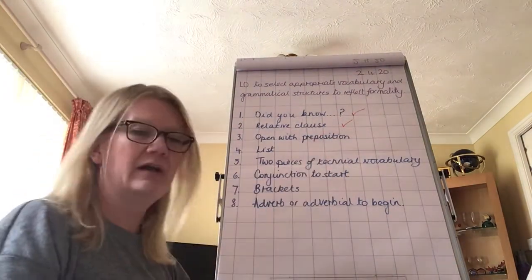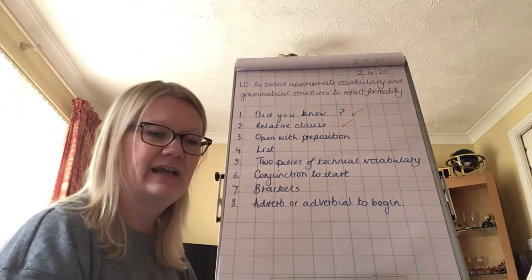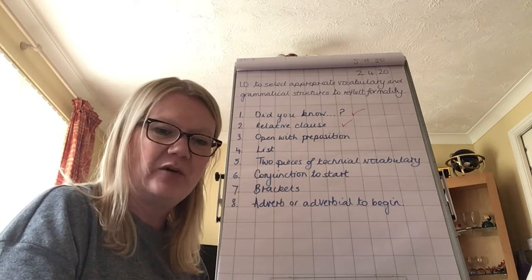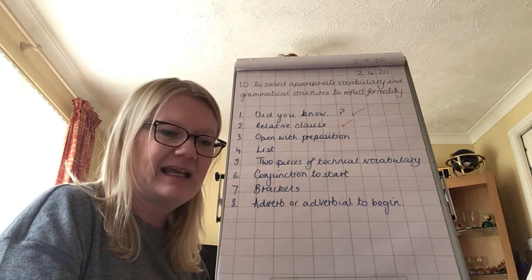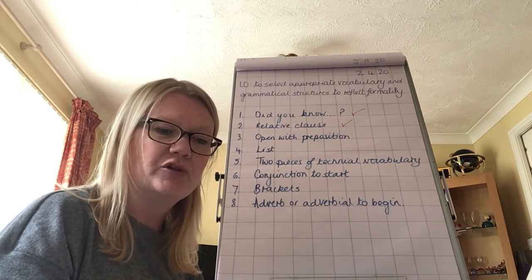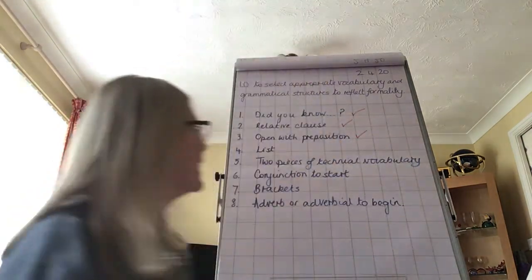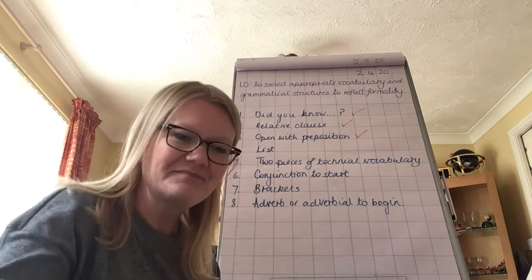So we're looking for an opening with a preposition for the next sentence. Around the edges of ponds, they lurk amongst dead leaves, waiting to ambush their prey. Definitely started with a preposition, around.